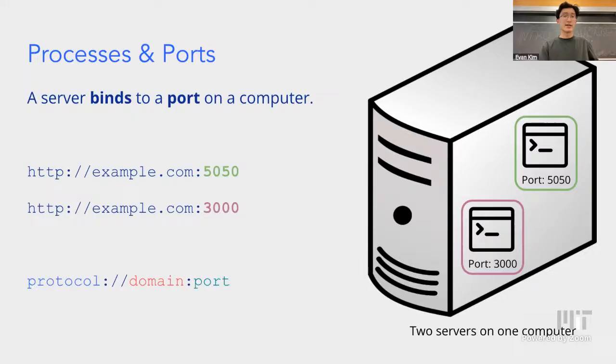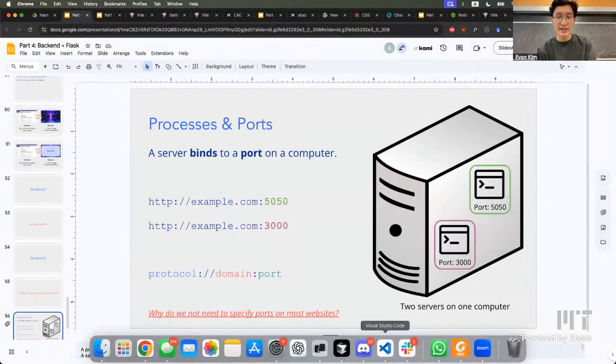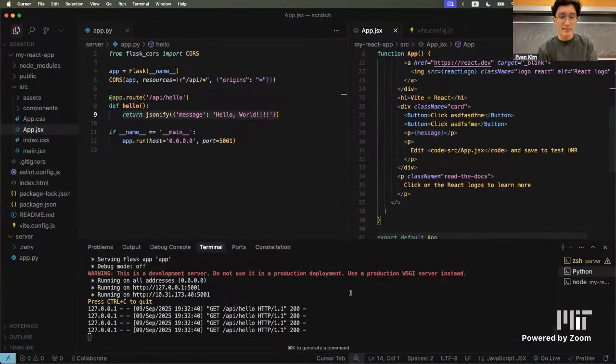And this is the structure of a URL. If we go back here, you can see that the server is running on this port here, 127.0.0.1, also known as localhost. This is you, your computer.